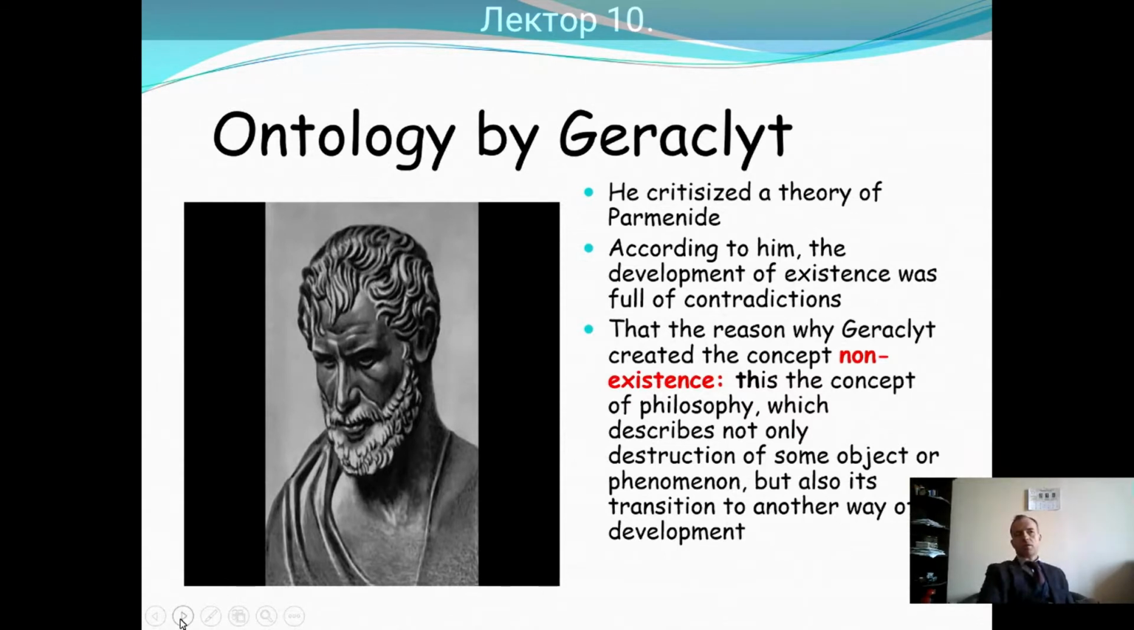The main book written by Heraclitus was titled About Nature. In this book, Heraclitus describes his vision of the concept of non-existence, and he created a theory according to which fire is a basic element of existence.